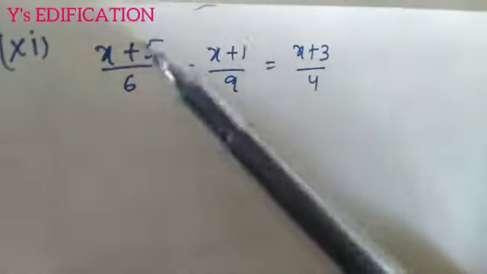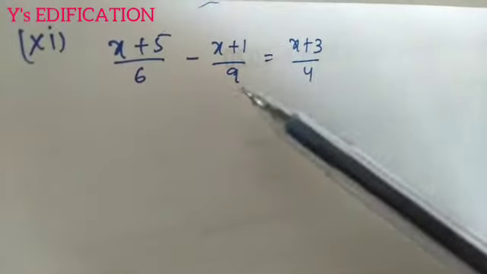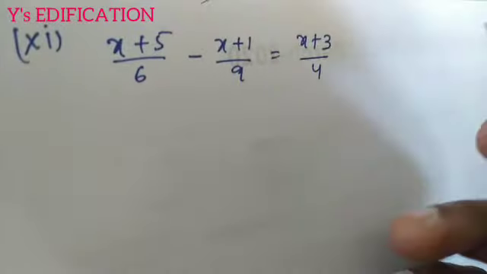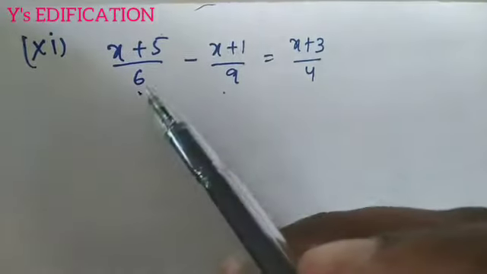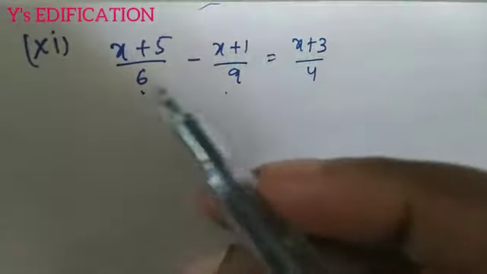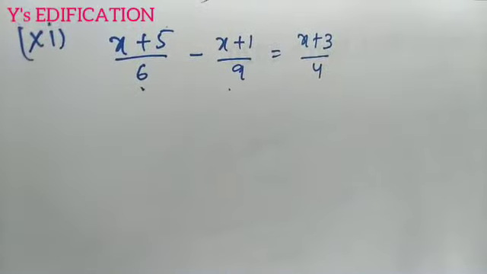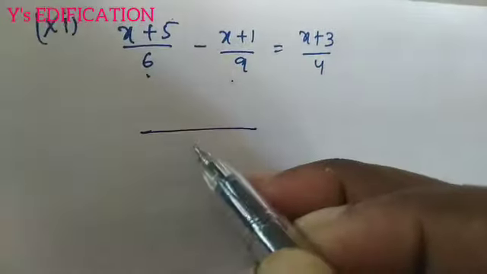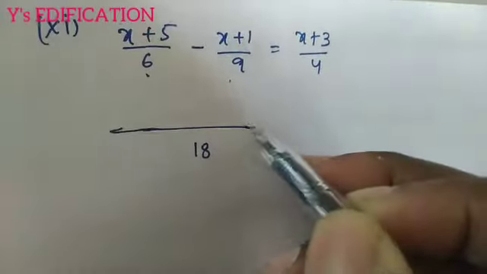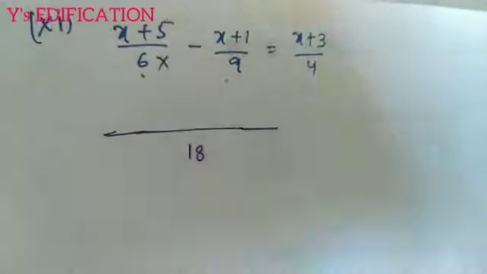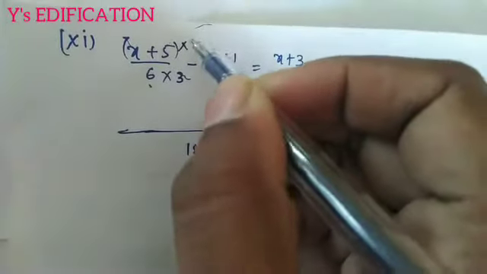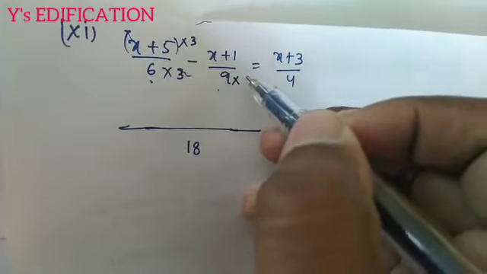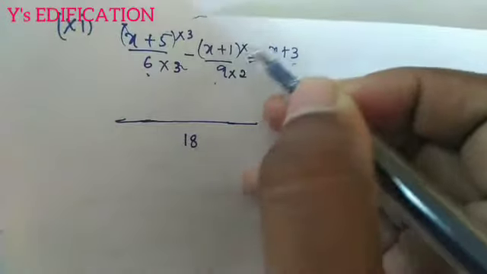Next one. (x + 5)/6 − (x + 1)/9 = (x + 3)/4. Okay. Here we have two terms in the LHS and one term in the RHS. So we will make these two terms as one term. That means we have to take the LCM. What is the LCM for 6 and 9? It's 18. So we have to multiply this number with 3, and this number also with 3, and we have to multiply 9 with 2 and this numerator also with 2.